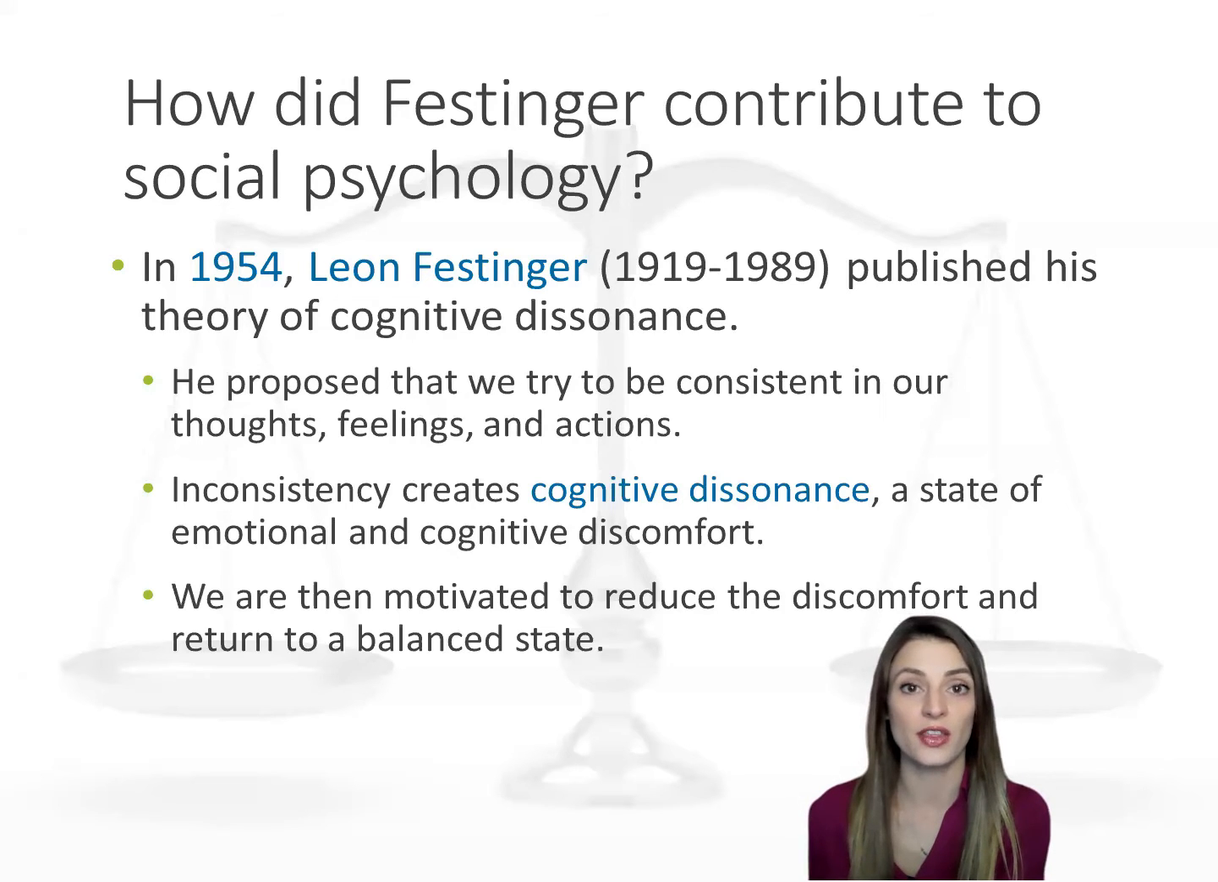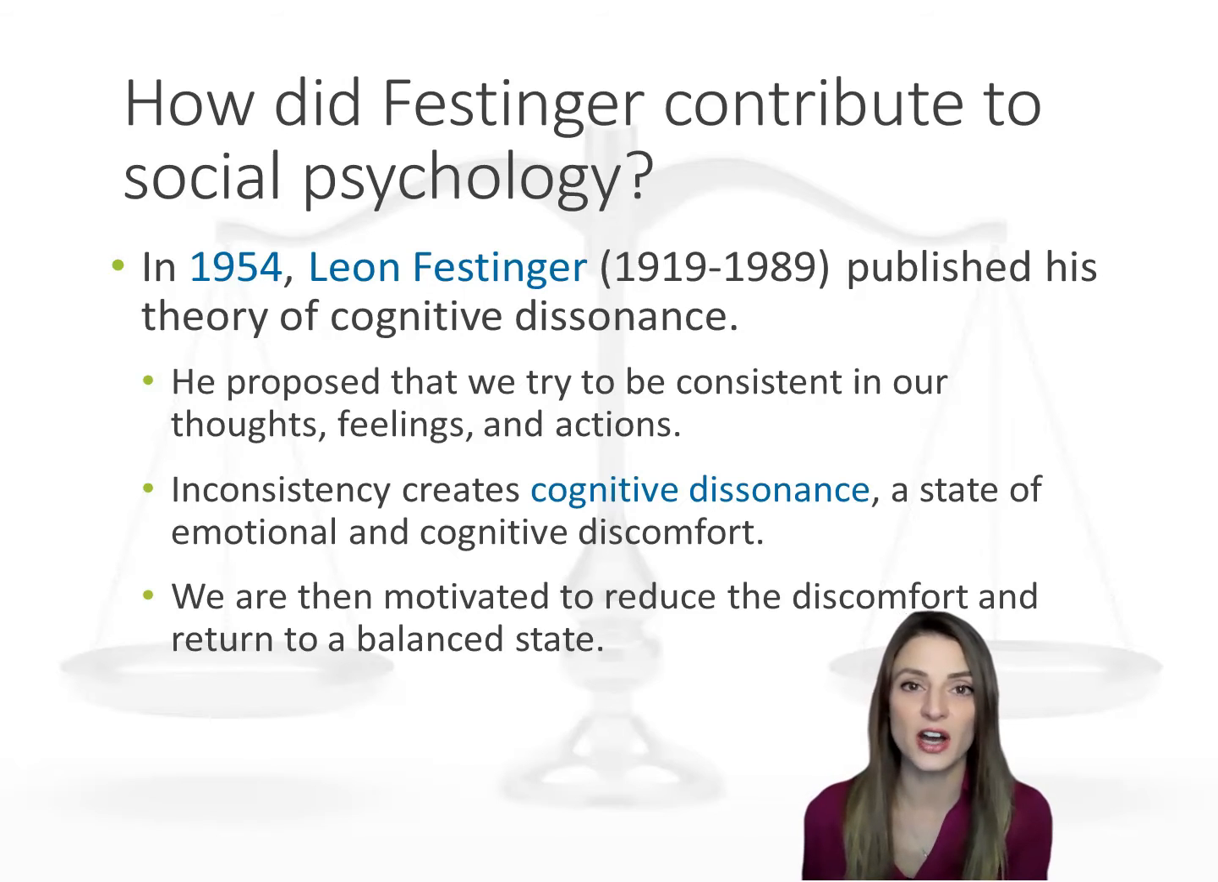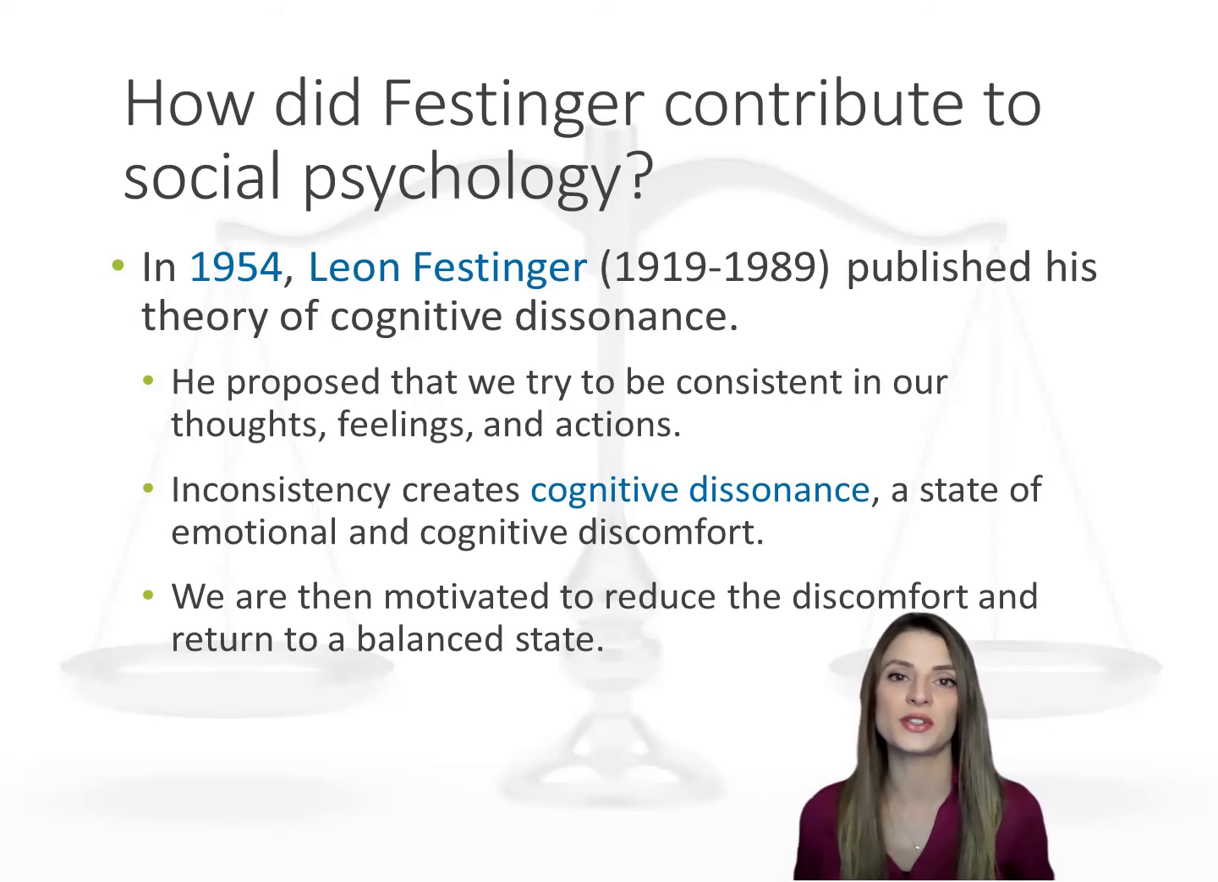Allport's early work in the 1920s paved the way for other researchers to contribute to and grow social psychology. Leon Festinger is one of those individuals. He earned his PhD from the University of Iowa and studied with Kurt Lewin, one of the individuals who moved from Germany to the United States just before World War II. Festinger published his famous theory of cognitive dissonance in 1954.